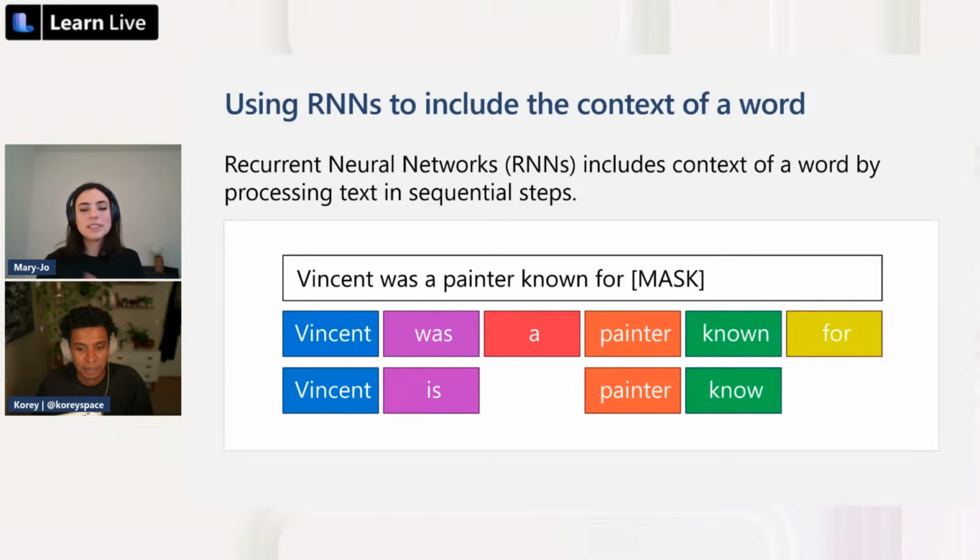The way we can do that is, again, by tokenizing first. So you would split up the sentence. As you can see, we separate all the tokens, remove the filler words, and stem the words as well, similar to what we did before. Then what an RNN does is process the text in sequential steps. First it's going to understand what Vincent is, then what is, then what painter is, etc. And finally, when it gets to the mask, it should be able to take all of that information that it has processed to predict what that mask should be. So what is the painting that Vincent van Gogh painted?